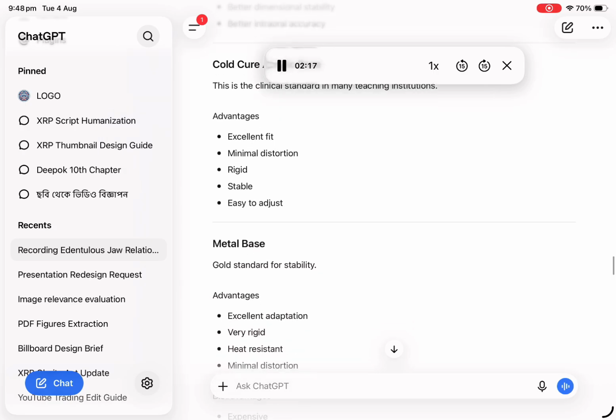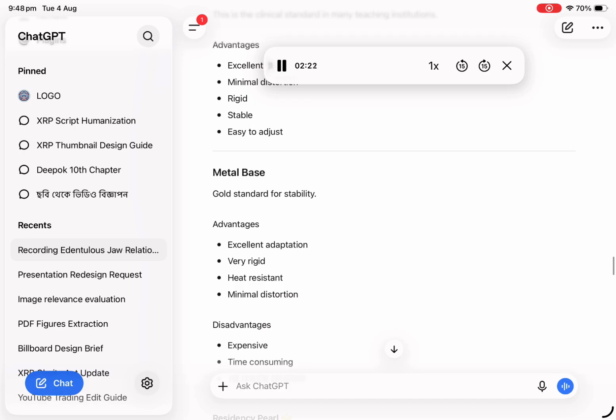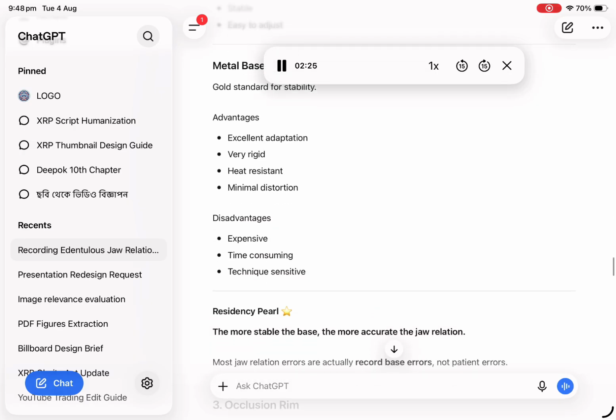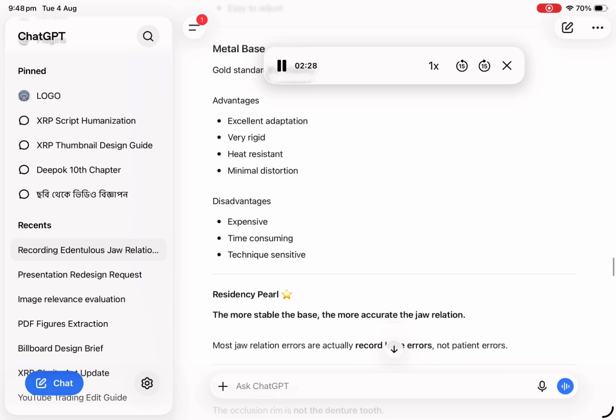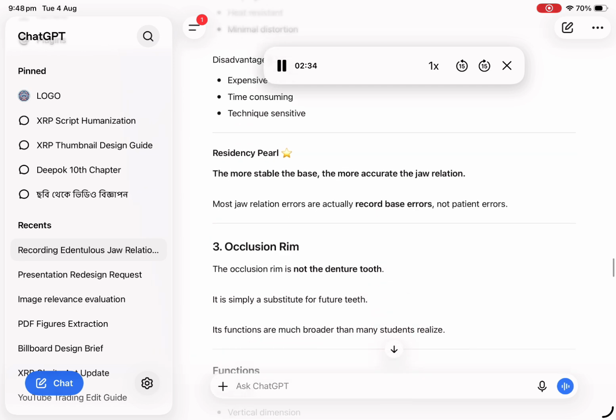Metal base: the gold standard for stability. Advantages: excellent adaptation, very rigid, heat resistant, minimal distortion. Disadvantages: expensive, time-consuming, technique-sensitive. The more stable the base, the more accurate the jaw relation. Most jaw relation errors are actually record base errors, not patient errors.